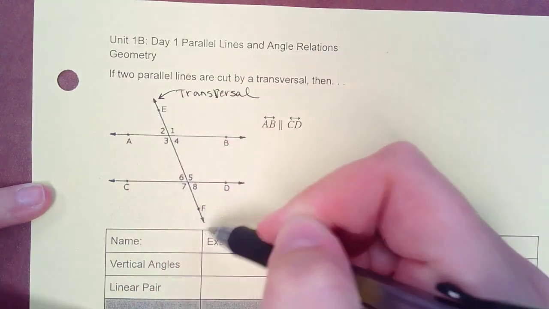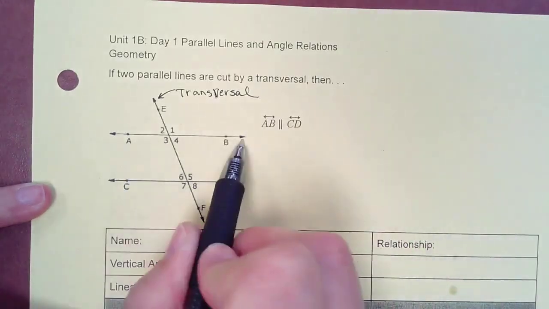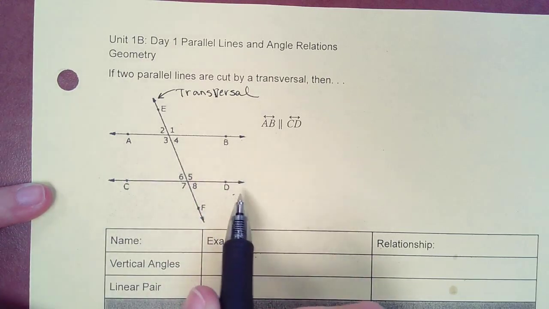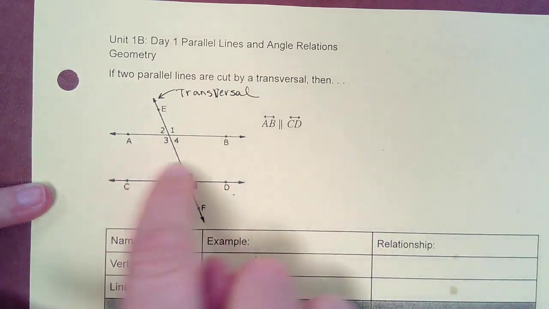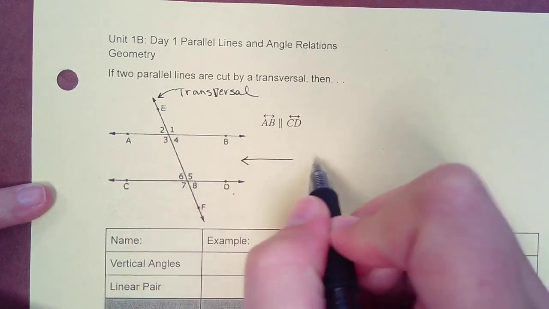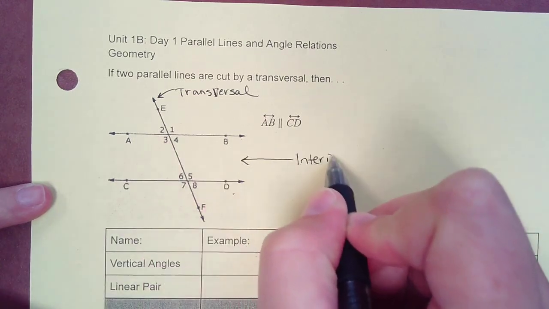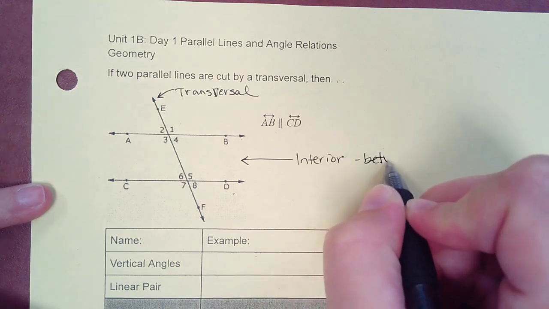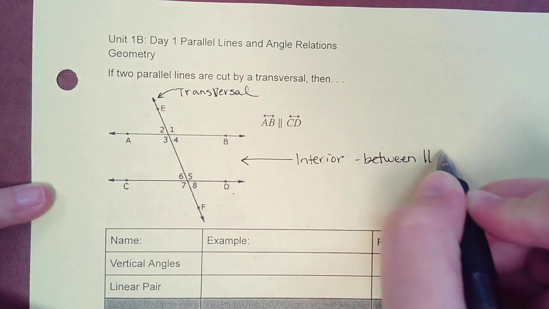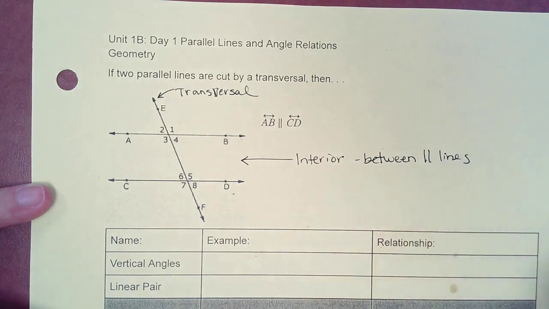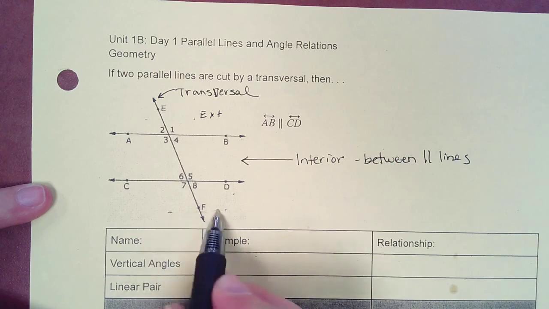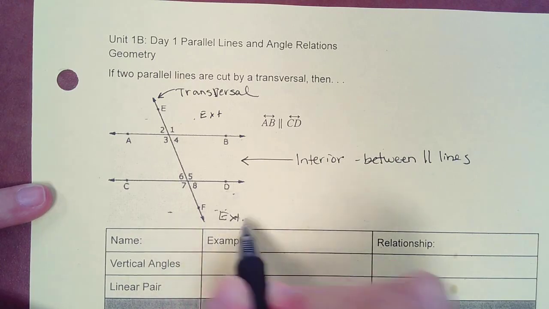Because it is cutting two parallel lines, and here we have AB is parallel to line CD. So these two things are parallel. Okay, in between these two lines, we call this area here the interior, because it is between parallel lines. And then on the outsides here, both of these areas, this area down here, that's the exterior.